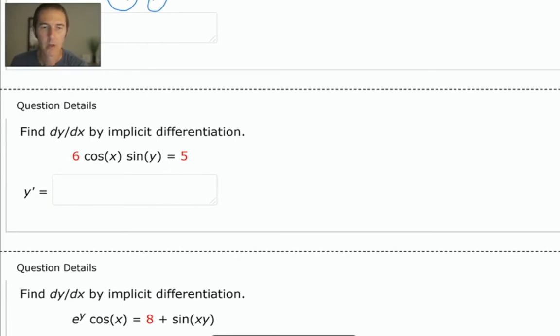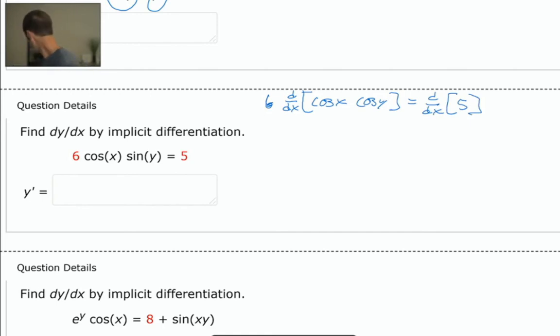We have 6 times a couple of trig functions. So let's take the derivative of both sides, and in fact I'm going to factor the 6 out of that derivative process right away. Let's write this as 6 times the derivative d over dx of cosine x cosine y equals the derivative d over dx of 5. And on the left-hand side of our equation, we have a product of these 2 trig functions, so we're going to use the product rule there.